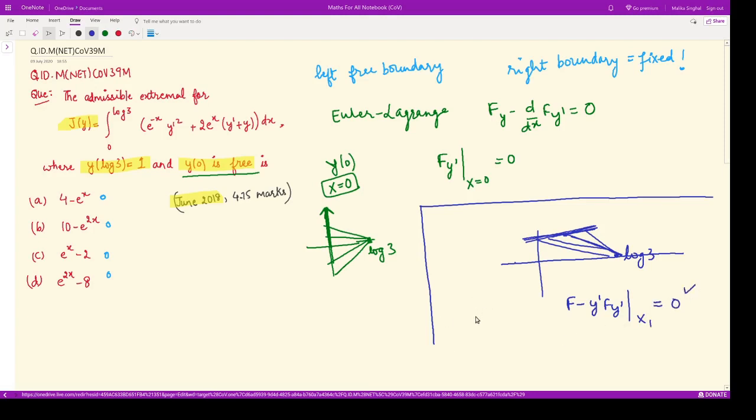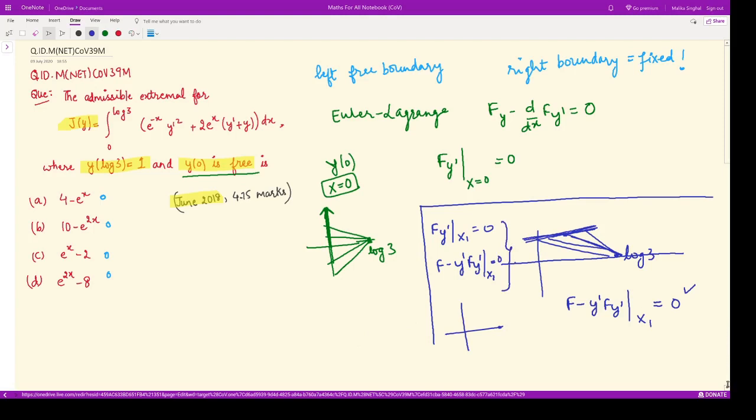Moreover, if one end point is absolutely free and the second is fixed, in that case you can use both of these conditions, that is f y dash at that point x1 is 0 and f minus y dash f y dash at the point x1 is 0. So both of these conditions should be satisfied.